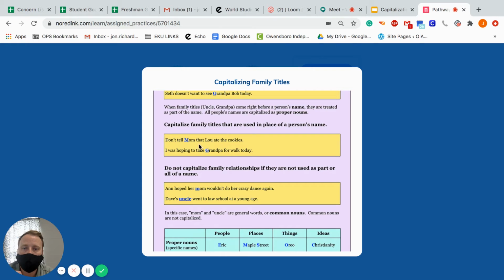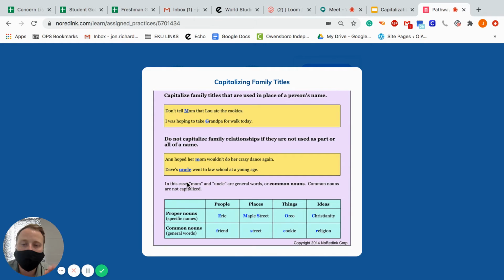Yes. Cardinal directions are capitalized. Now, if they're not with a name, sometimes they are capitalized. This is when you capitalize family titles that are used in place of the person's name. The way that works is, for female names, let's put Susie in there, and for male names, let's put Bob in there. Just switch the name out, and if it works, then you capitalize it. For this one, an example would be, don't tell Susie that Lou ate the cookie. Since I can put that in there and it makes sense, then we're good. So: don't tell Mom that Lou ate the cookie. It's a proper noun because you're using it in place of their name. Now, do not capitalize family relationships if they are not used as part of the name. So there's the trick. We're going to do that again on this one.